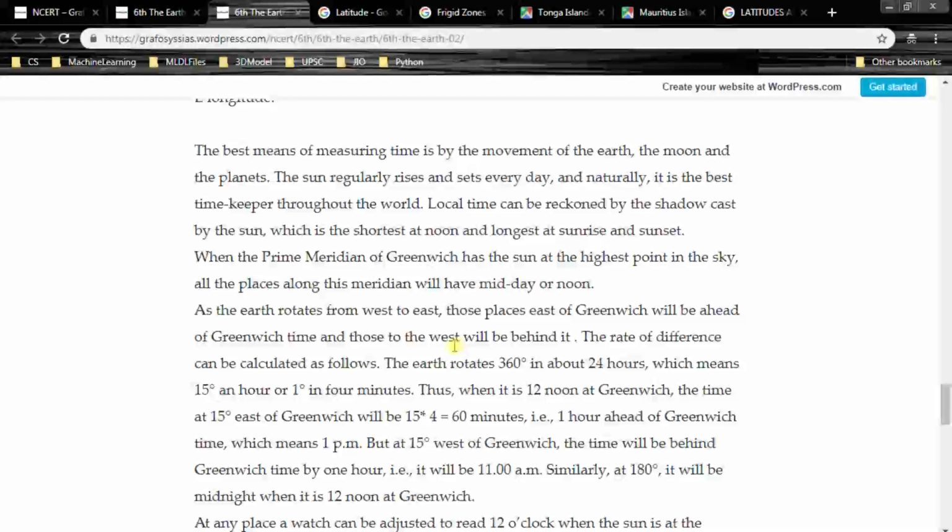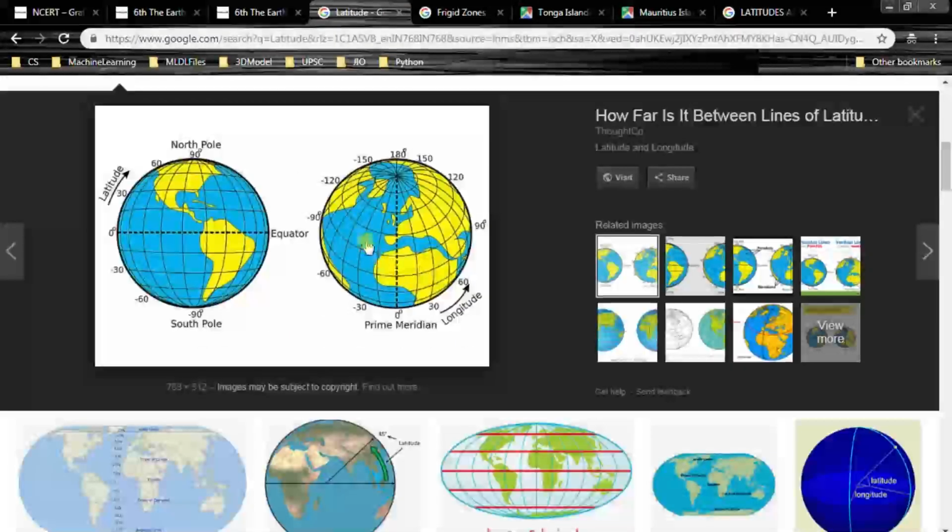As the earth rotates from west to east, those places east of Greenwich will be ahead of Greenwich time. So the earth rotates from west to east. Remember this, west to east. Those places east of Greenwich will be ahead. So you can visualize it. Let me show you. This is the prime meridian. The earth moves from west to east, so the part which is eastern to the prime meridian will always be ahead of the prime meridian, right?